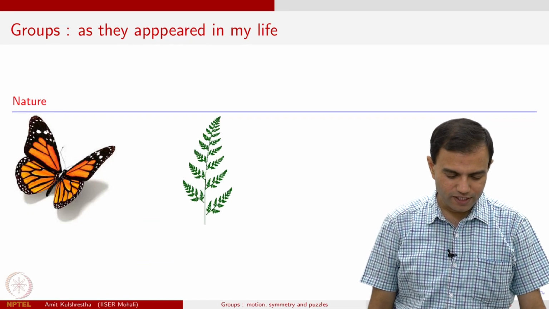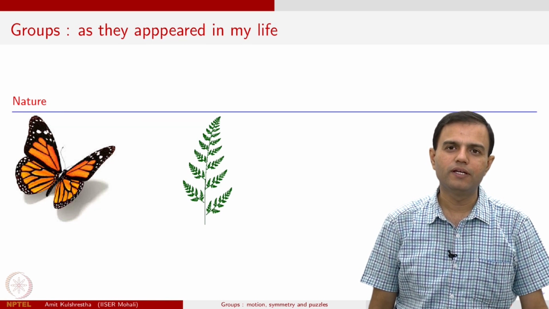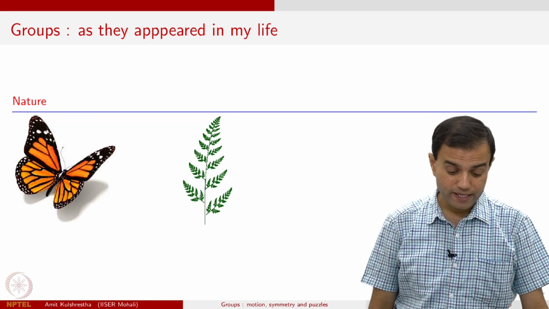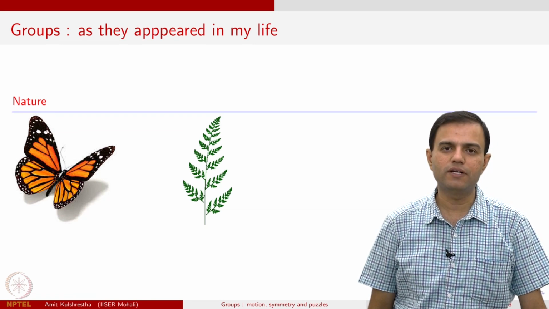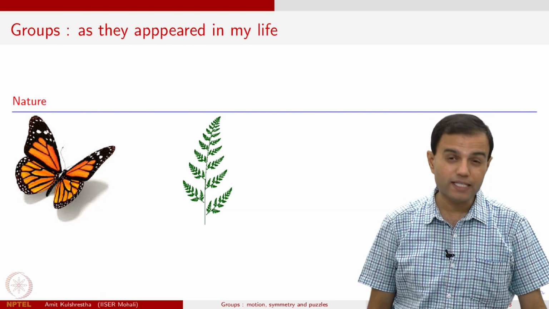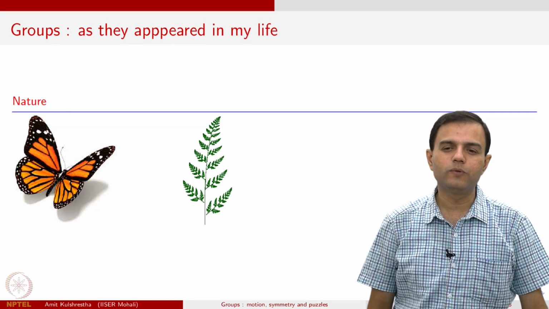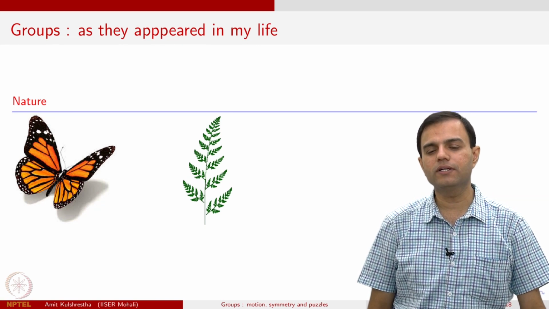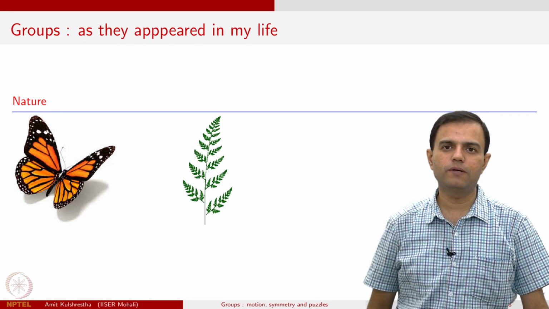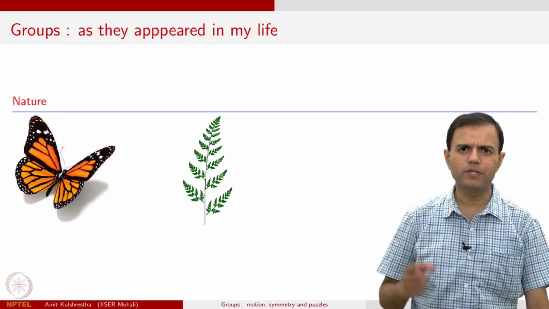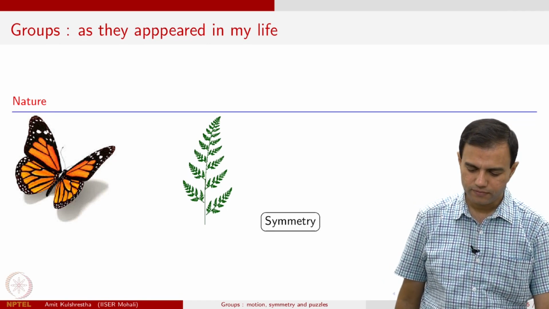Nature has very much symmetry. Butterflies, leaves, trees, so many aspects of nature have symmetry. And as I said, groups were originally created to understand symmetry of roots of polynomial equations. We will come to that point. So symmetry.